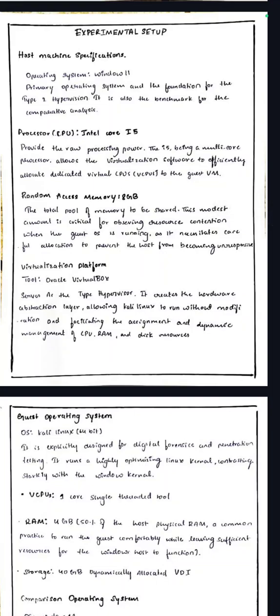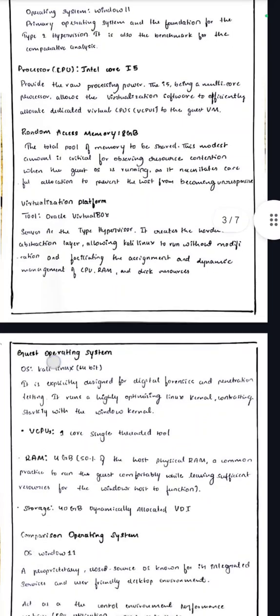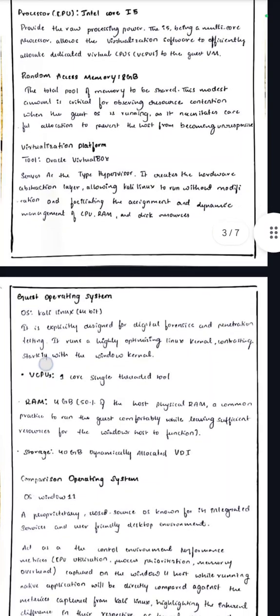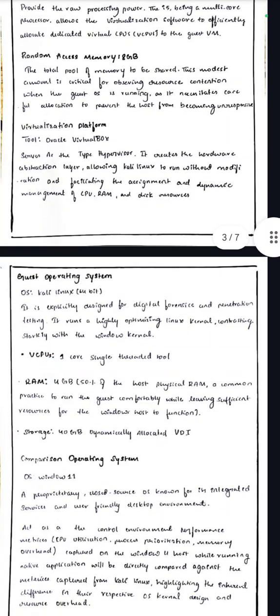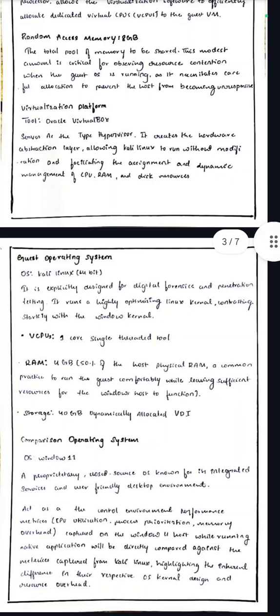Experimental setup. Next, host machine specification. Operating system: Windows 11, the primary operating system and the foundation for the Type 2 hypervisor. It is also the benchmark for the comparative analysis. Processor: Intel Core i5. Random access memory: 18 GB. The total pool of memory to be shared. This modest amount is critical for observing resource contention when the guest is running.